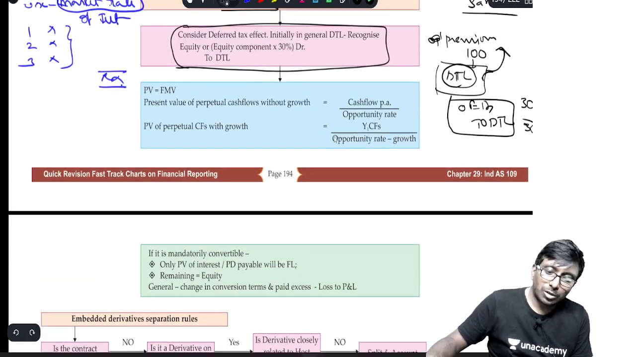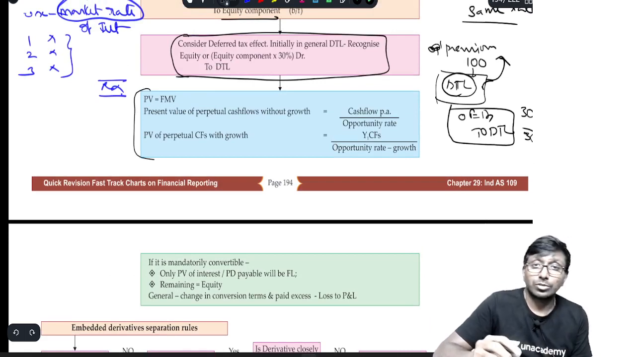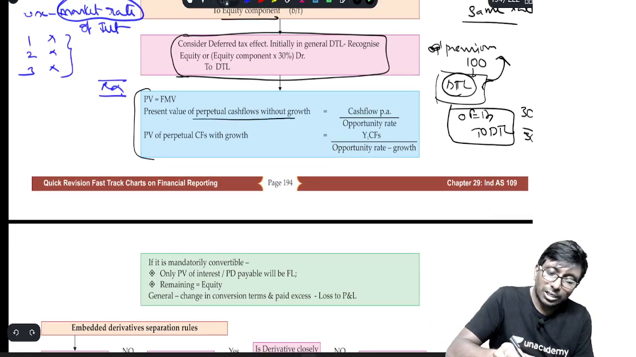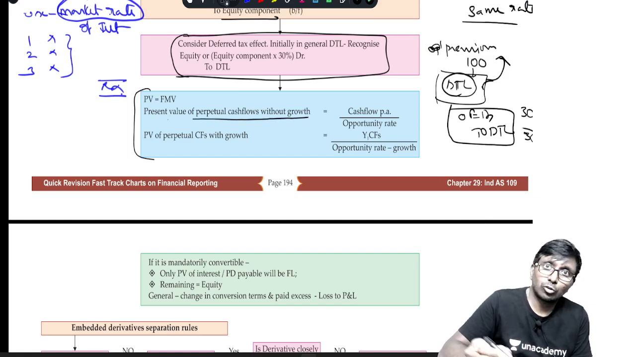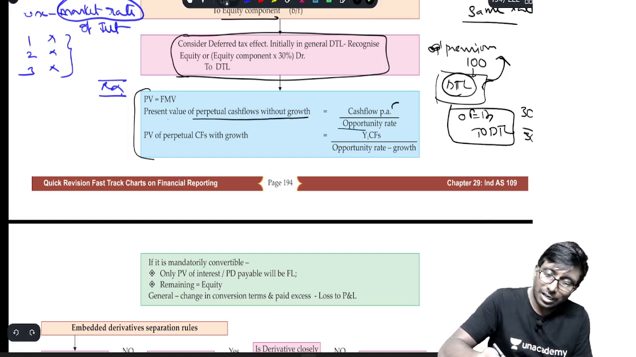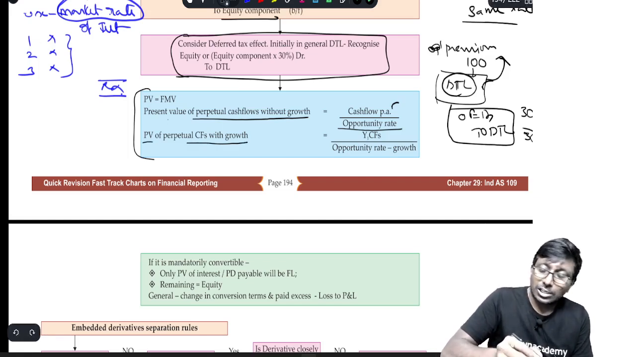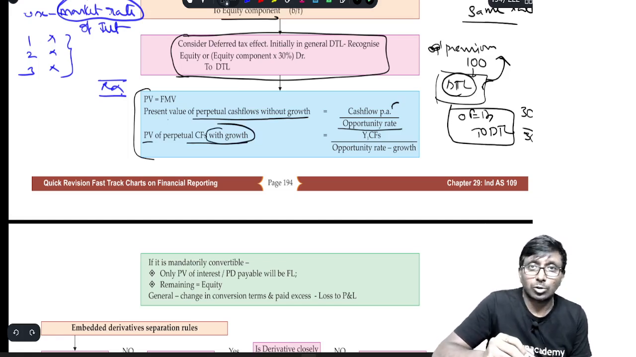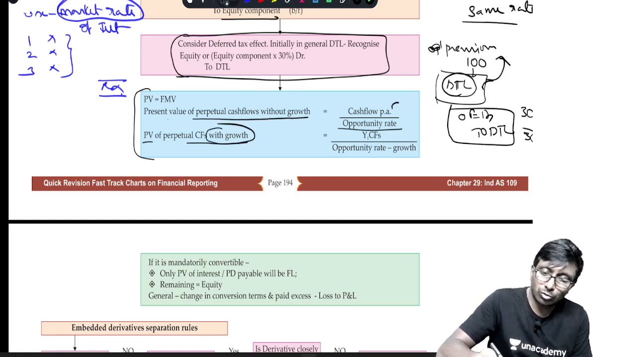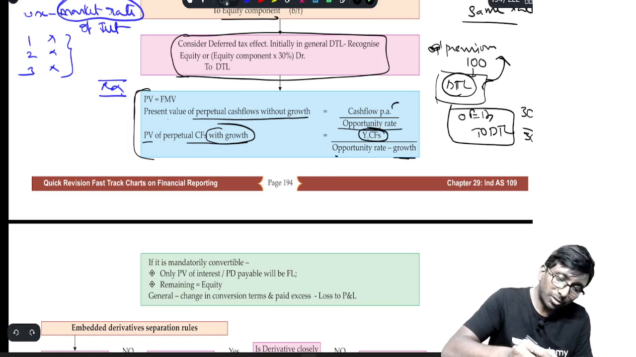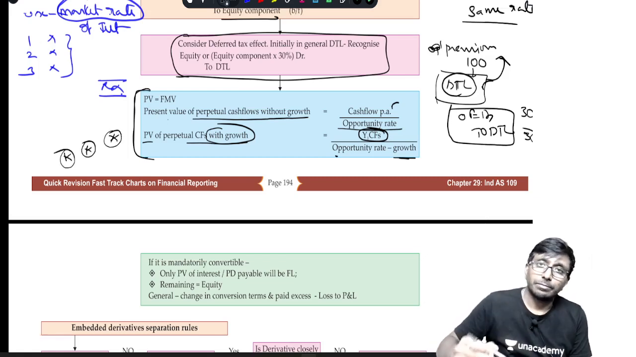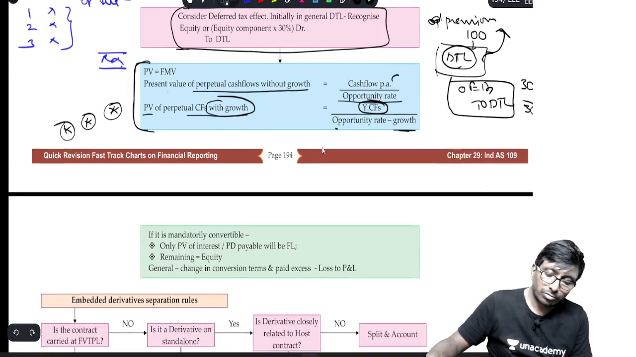Done. There is one more small concept, this is very basic, which you must have studied in CA Inter. Present value of perpetual cash flows without growth is cash flows per annum divided by the opportunity rate. Opportunity rate means market rate. Present value of perpetual cash flows with growth is Y1 cash flows divided by opportunity rate minus growth. These basic formulas are relevant even at CA Final and throughout your life. Remember them because they may be helpful without a doubt.